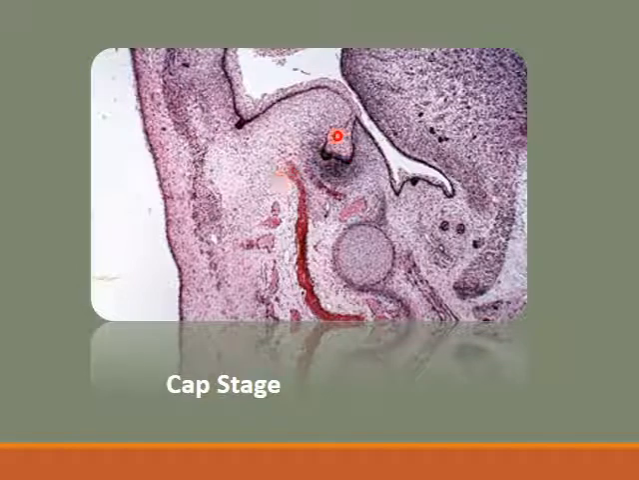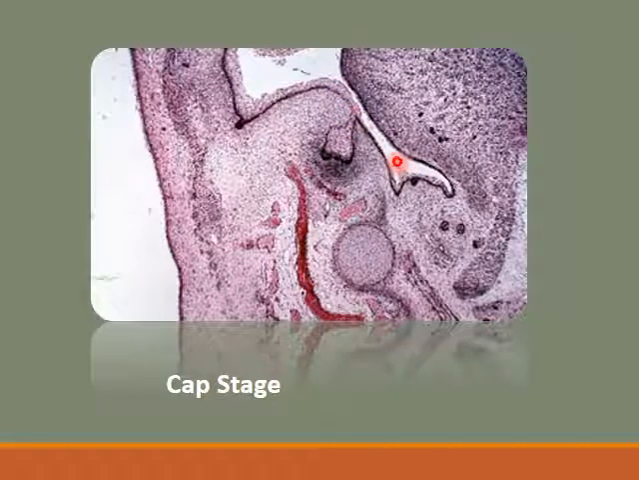This is another histological section of the cup stage. Why do we call it cup stage? Because the enamel organ looks like a cup. This is the enamel organ fused with the dental lamina, which is attached to the oral epithelium.